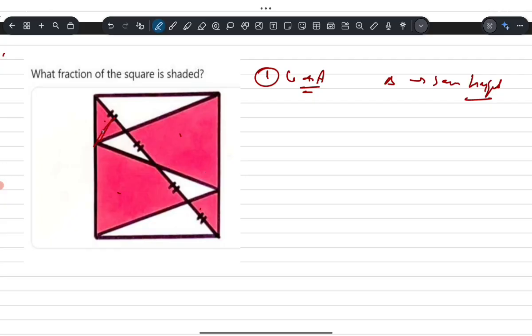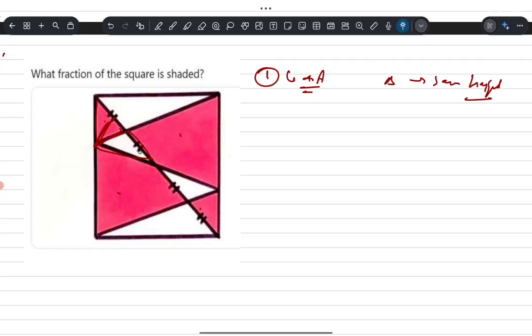If you try to notice these two triangles, this one and this one, yes, they share the same height. This is the height that they share. And since they have the same base as well, it's provided in the problem that these four parts are equal. So the areas are going to be equal, these two areas, this and this.